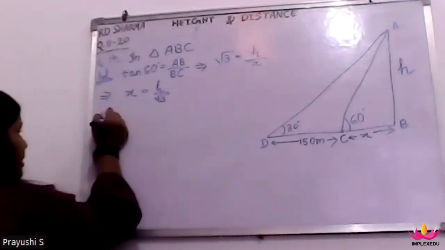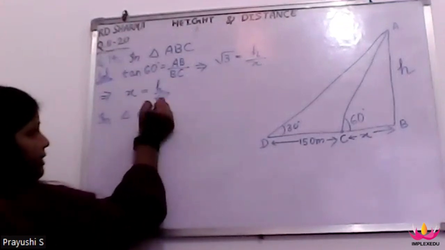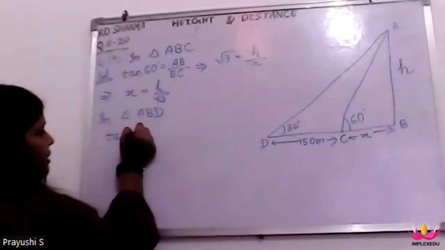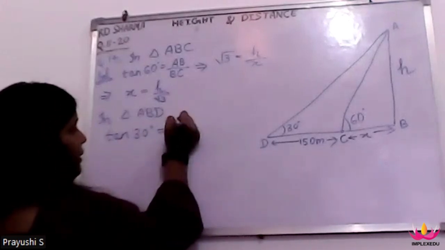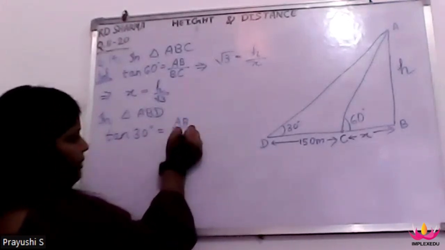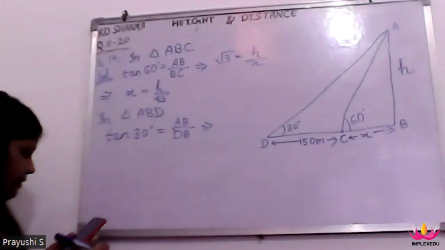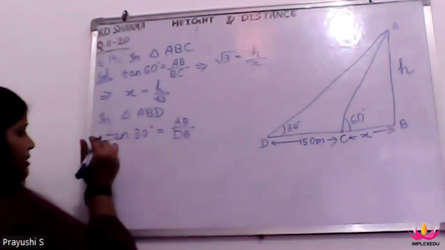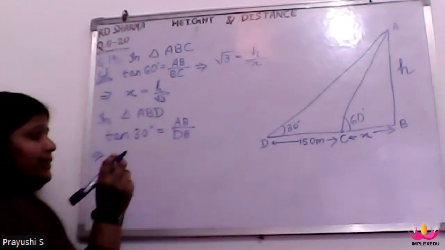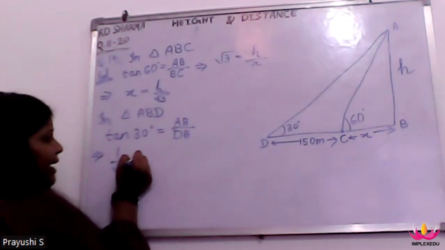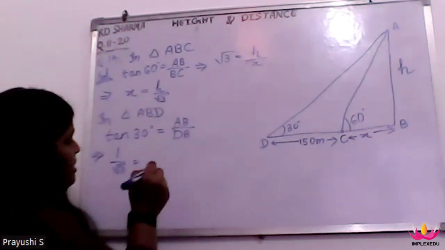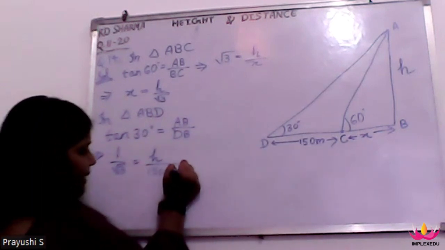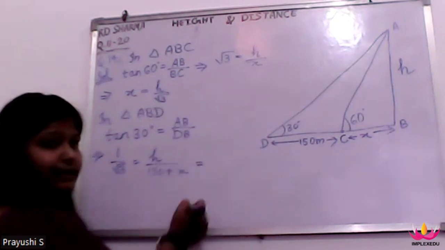Now in triangle ABD, what we will get is tan 30 degree is equal to AB upon DB. And we know that tan 30 is equal to 1 upon root 3, and AB is equal to h, and DB is equal to 150 plus x. Correct?